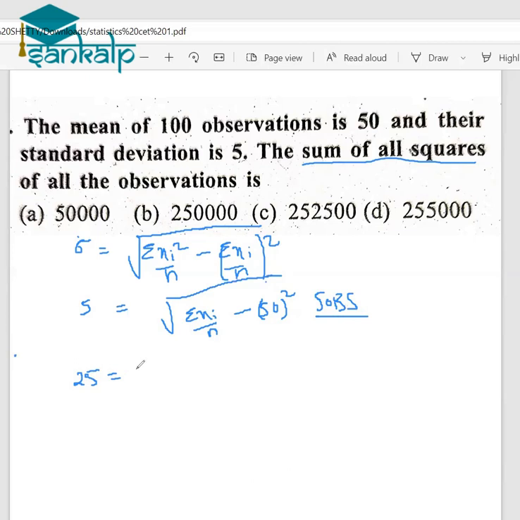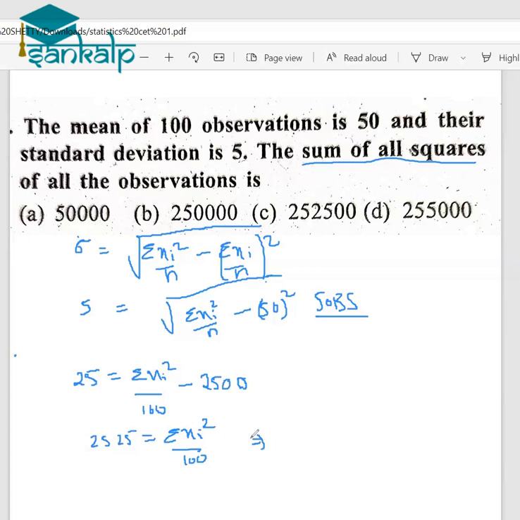Sigma xi square we need to calculate, so I'll keep it as it is. The n value is 100, and the square of 50 will be 2500. So on simplifying, 2500 plus 25 will be 2525, which is equal to sigma xi square upon 100.